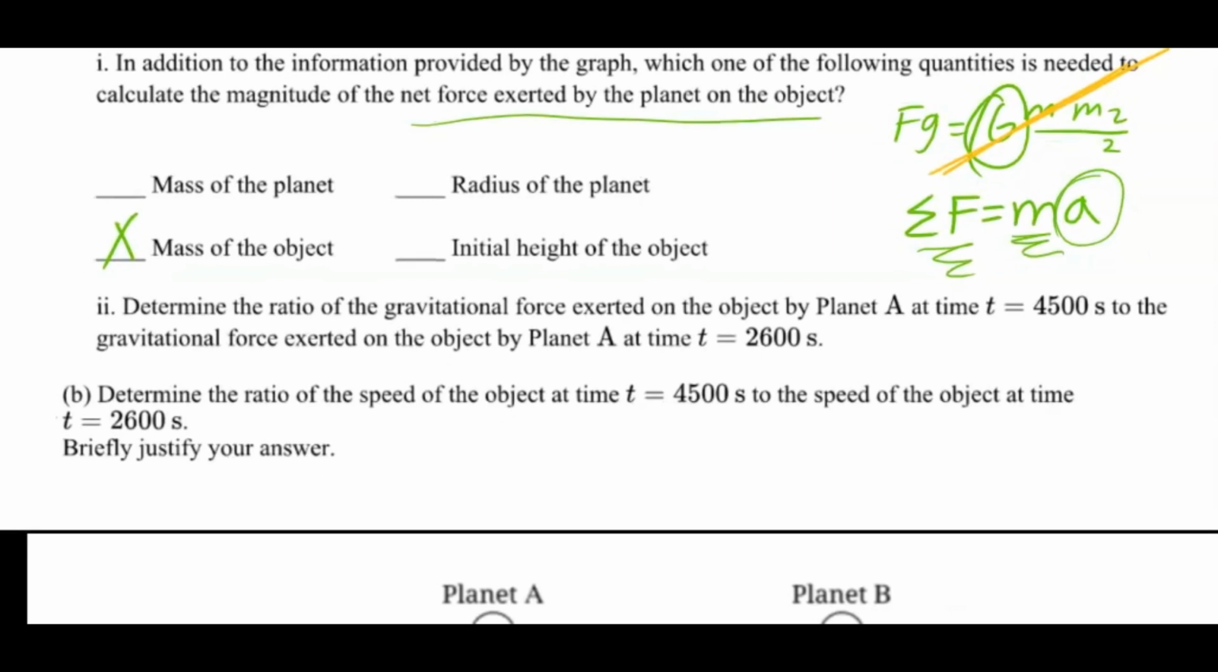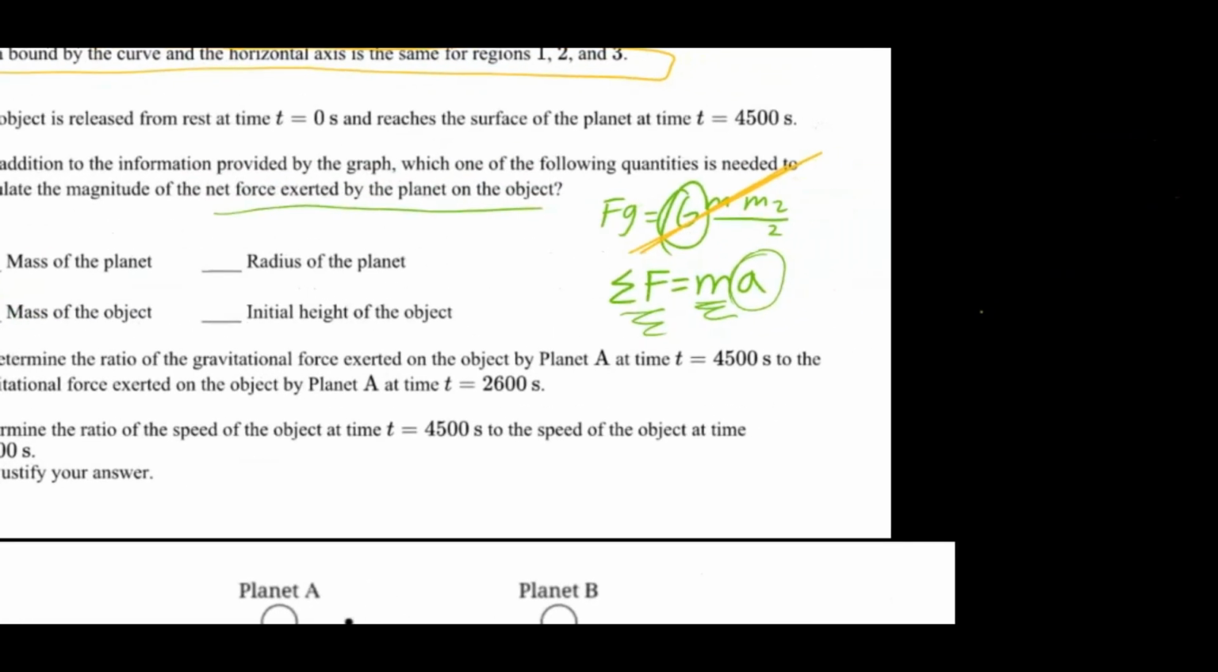All right, part 2 says determine the ratio of the gravitational force exerted on the object by planet A at time t equals 4,500 seconds to the gravitational force exerted on the object by planet A at time 2,600 seconds. So let's just write this out. Here t equals 4,500 seconds, t equals 2,600 seconds.